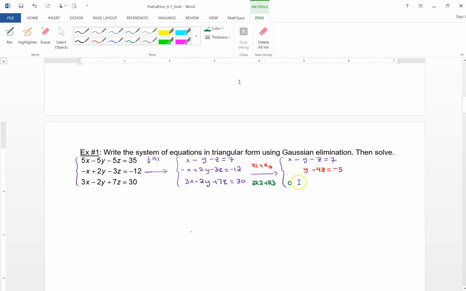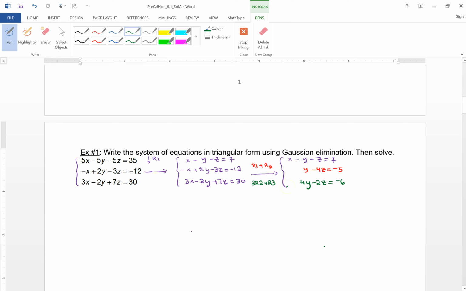So we said we were going to get 4y here. Now, 3 times this one is negative 9z, plus this is negative 2z, equals 3 times negative 12 is negative 36, plus this is negative 6. Now, I can get rid of that one, so that's what I have.